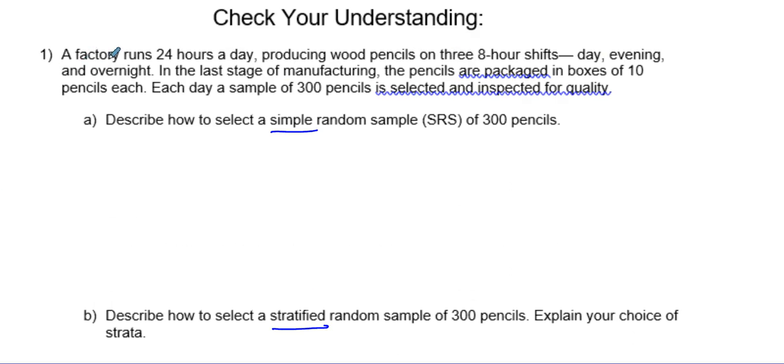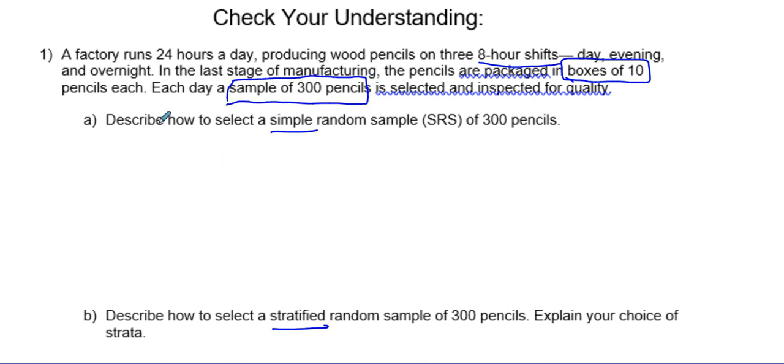And so we have this example. A factory runs 24 hours a day producing wood pencils on 3 8-hour shifts: day, evening, and night. In the last stage of manufacturing, the pencils are packed in boxes of 10 pencils each. Each day, we're going to take a sample of 300 pencils, and that's what we're going to do.